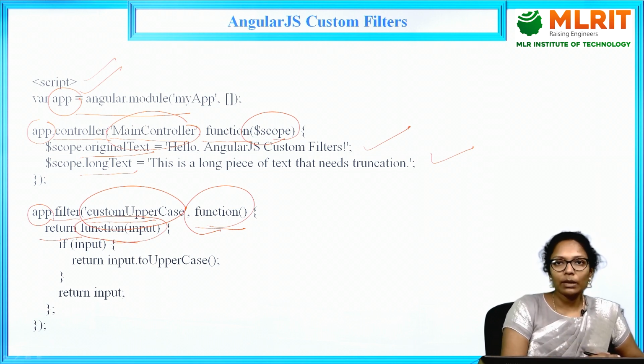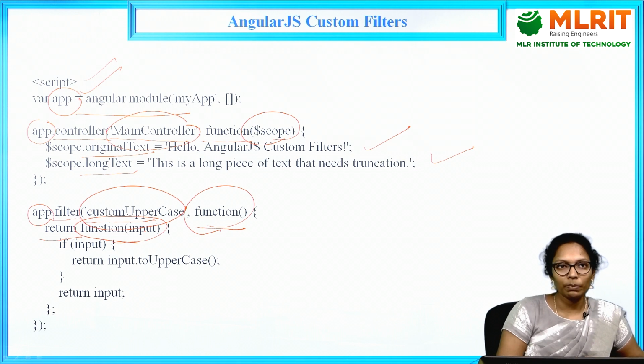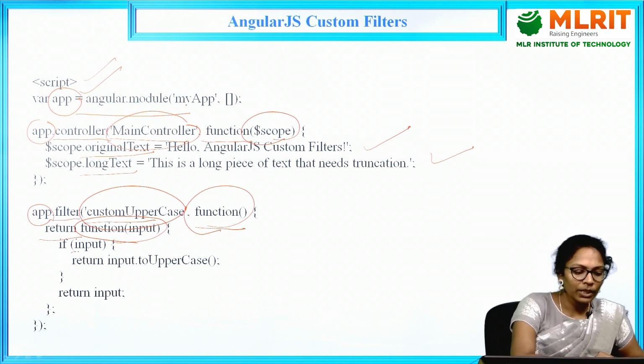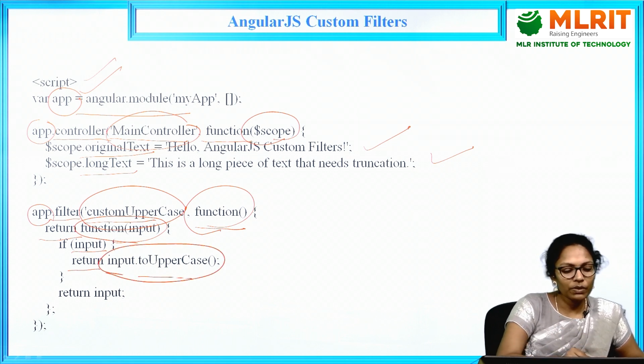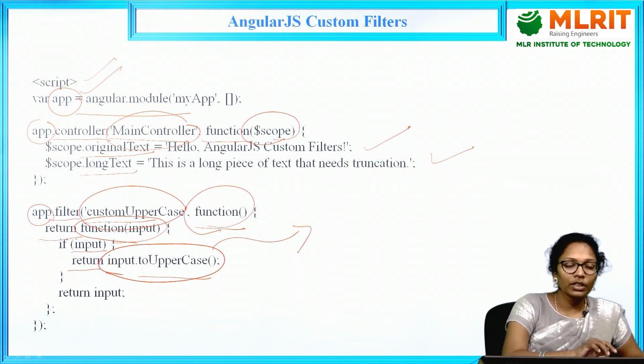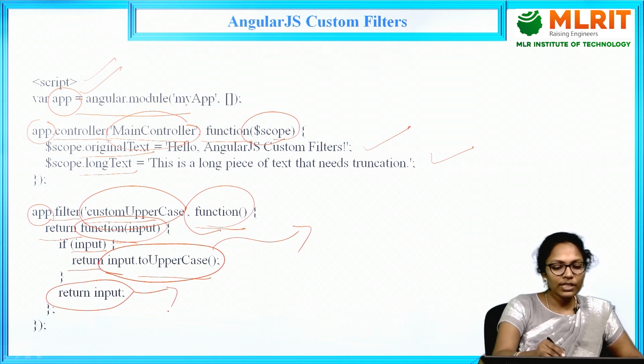This is the same function which we discussed in the previous slides. If any input is there, return the uppercase of the given input. So first the input will be converted to uppercase and that will be returned. Otherwise, if the input is not valid, then return the input as it is. So this is the uppercase filter.